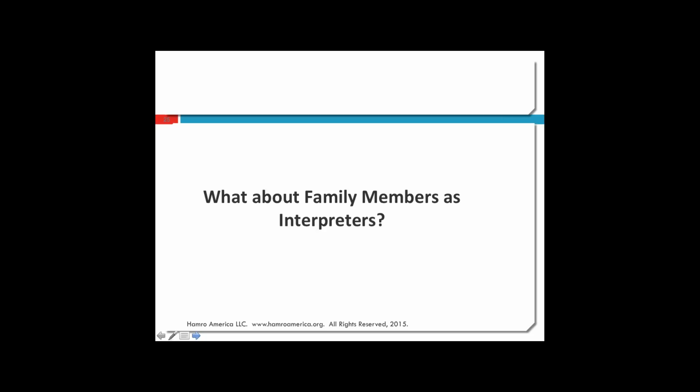And the confidentiality issue, what about the confidentiality issue? We talk about confidentiality, the HIPAA law, and all of those things over and over again. But when you make a family member interpret, what about the confidentiality issue? They're rarely trained. Accuracy, completeness, and impartiality, it's highly questionable, okay?